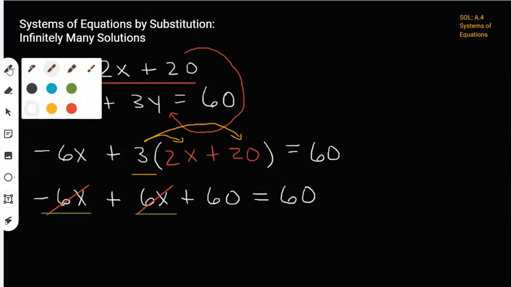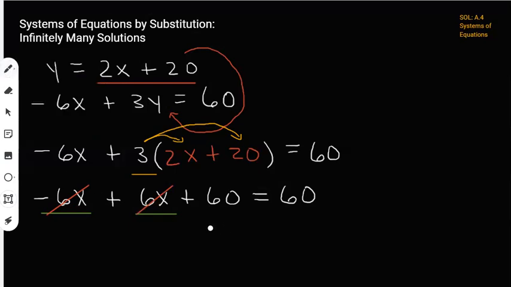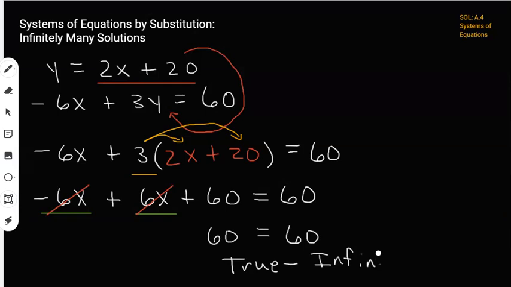When I do that, what am I left with on the left side? A 60. What am I left with on the right side? Also a 60. So in the end, I get 60 is equal to 60, and that is definitely true. So I'm going to write true right here. If I ever have a true statement, that means that my answer is going to be infinitely many solutions.